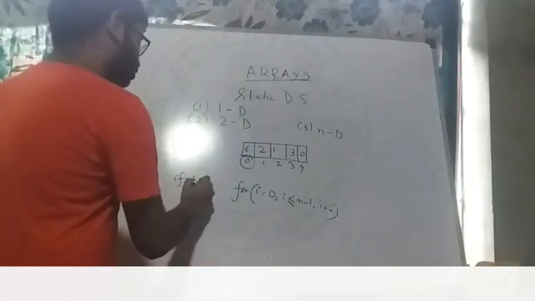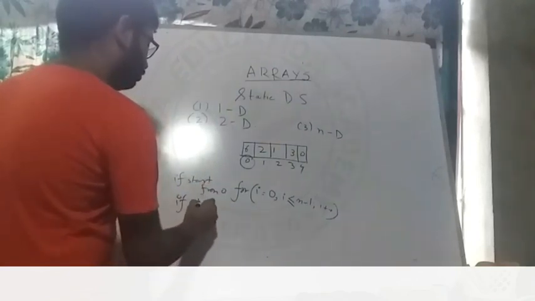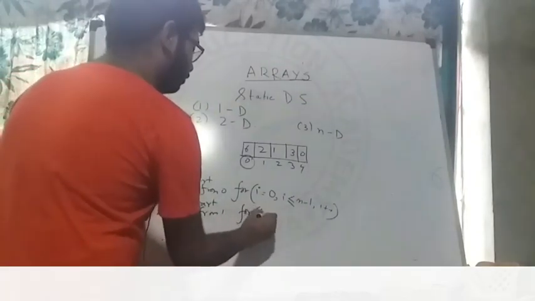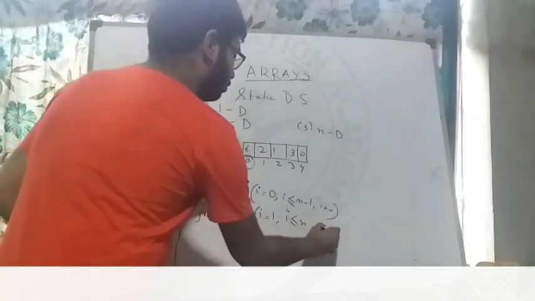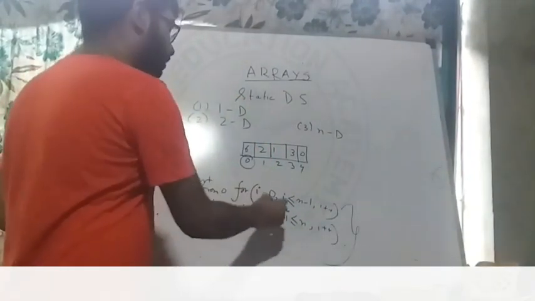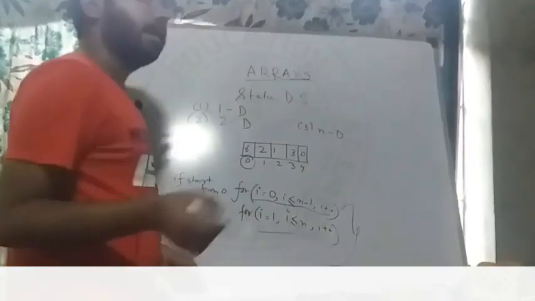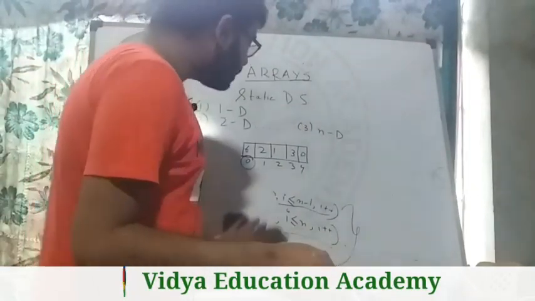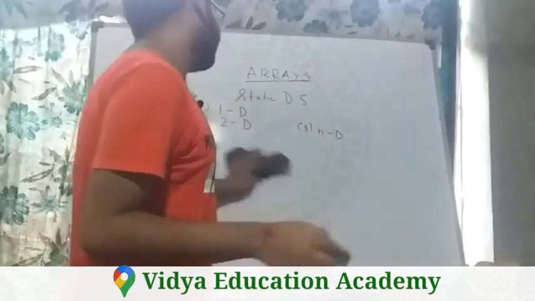If we start from 0, the loop structure will be like this. If we start from 1, the loop structure will be like this. See, this is the only difference, and more or less every other thing is the same. So you can start either from 0 or from 1, but generally we start from 0. The 0th index is the first index of the array.